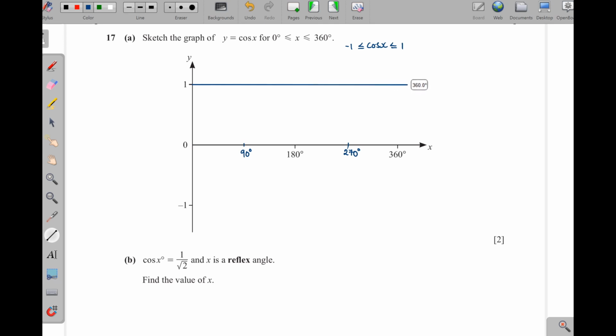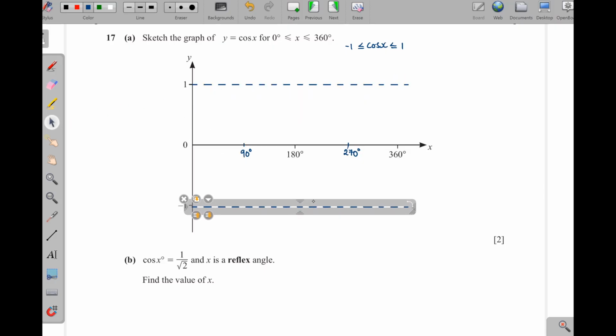Okay, that line there. Then I'm going to make it dotted so that it doesn't interfere with the curve that I'm going to draw. Then after that I'm going to duplicate it, then also put it here at negative 1, just like that, to guide me when I'm drawing.